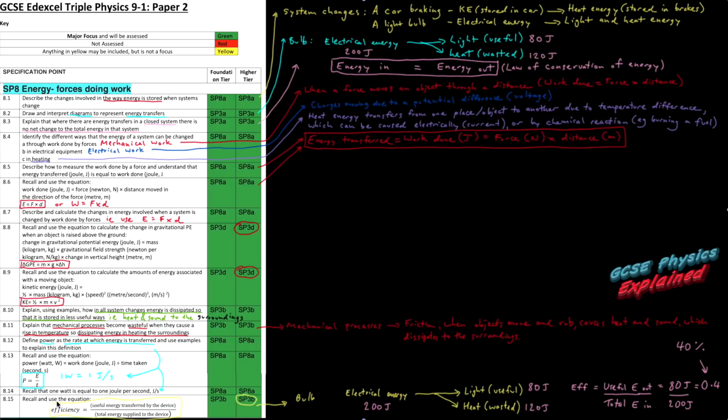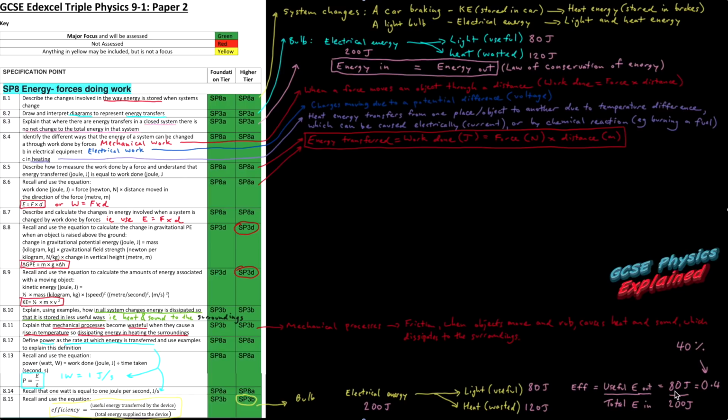And recall and use the equation for efficiency. So efficiency equals useful energy transferred by the device divided by the total energy supplied to the device. For example, a bulb. If we put 200 joules of electrical energy in and 80 joules gets turned into useful light and we've wasted 120 joules, to get the efficiency you do the useful energy that came out divided by the total energy that you had to put in.